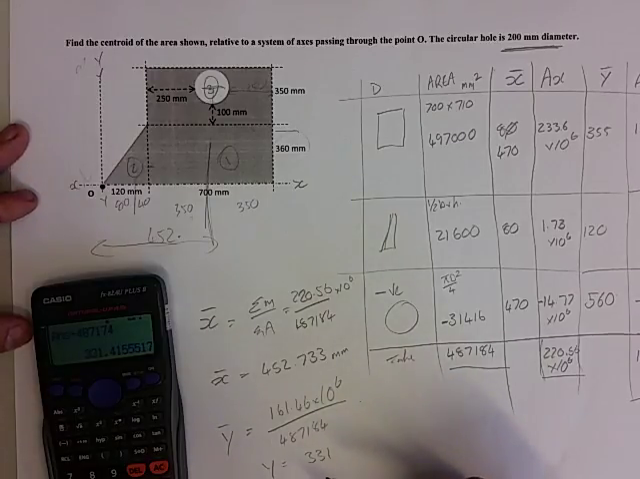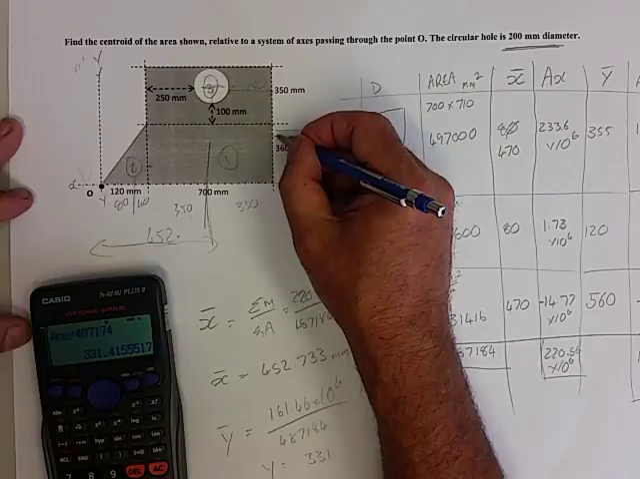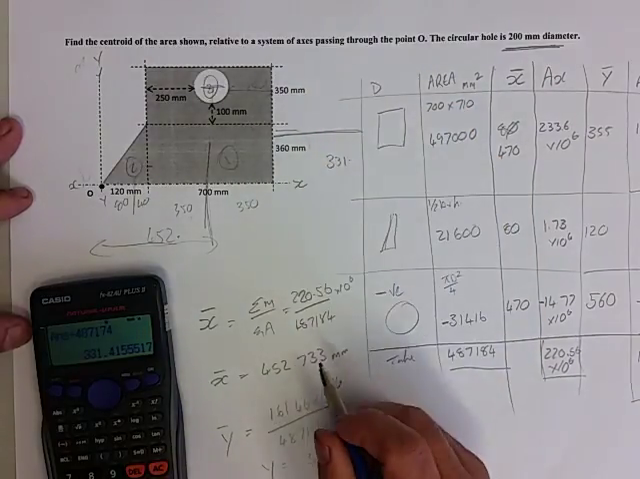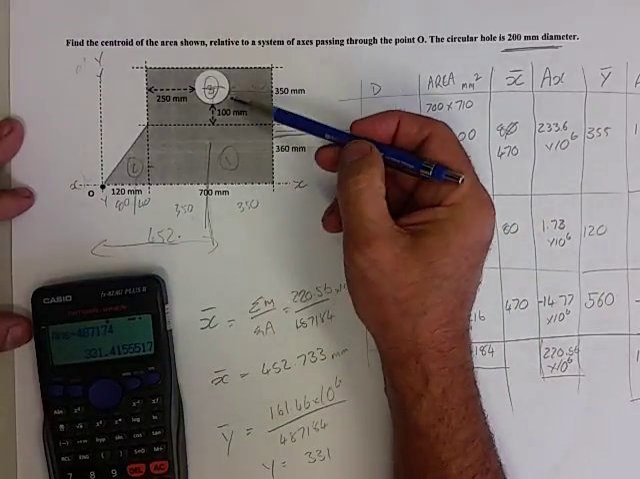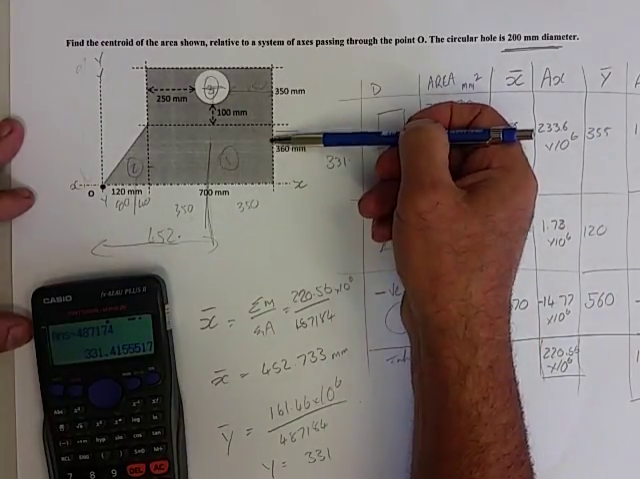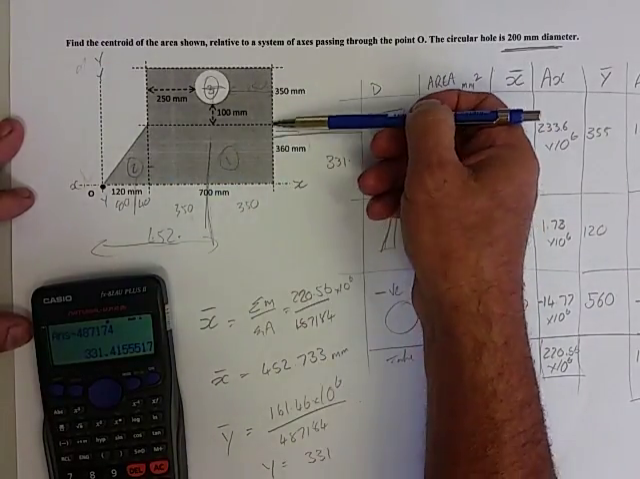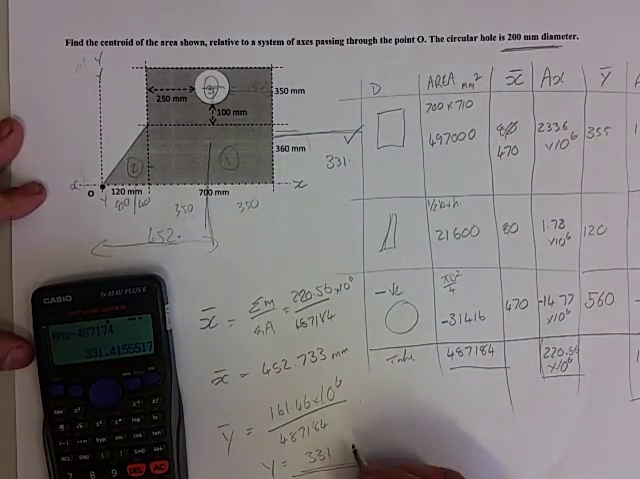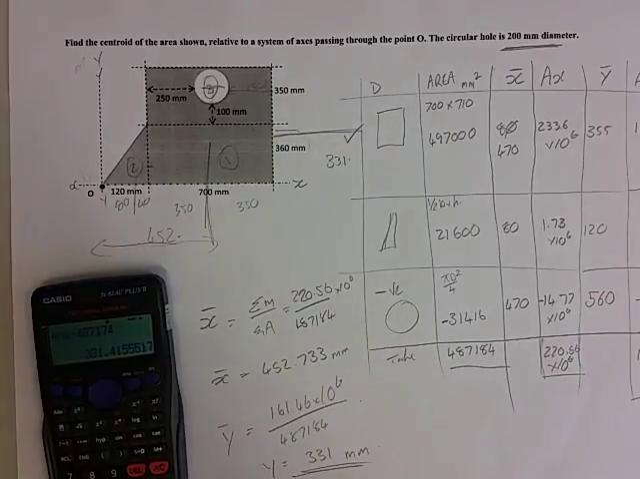Now, does that look right to us? We're saying that our y dash is around about here, 331. Well, I'd say yes, because that hole there will move the centroid down, and the extra triangle here will move it down as well. So I'm quite happy with that. So there's a quick explanation on how to solve the centroids in a compound shape.